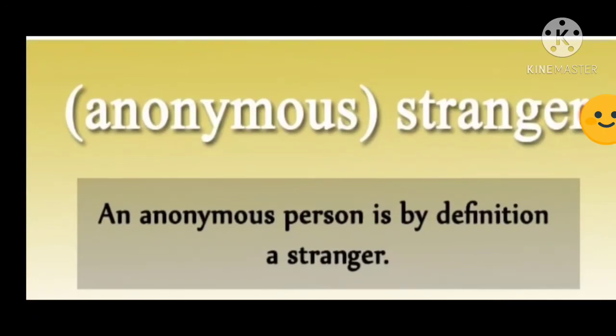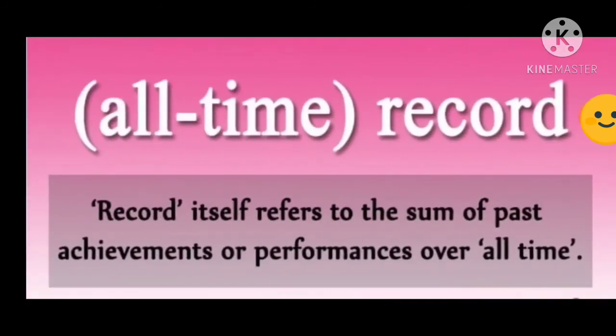Anonymous, stranger. An anonymous person is by definition a stranger or unknown person. So there is no use of using anonymous again with stranger. Please avoid it. All time record, and most of that in cinema and in any competition we use this word, all time record. Record itself refers to the sum of past achievements or performances over all time. So all time is not necessary when the word itself conveys the same. So just use record. You can use excellent, magnificent, new, etc., but don't use all time.